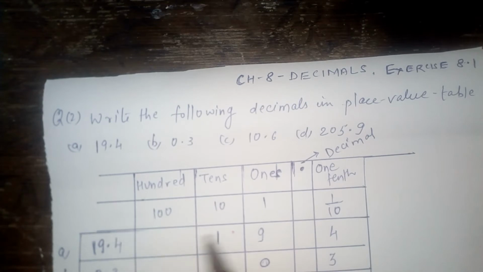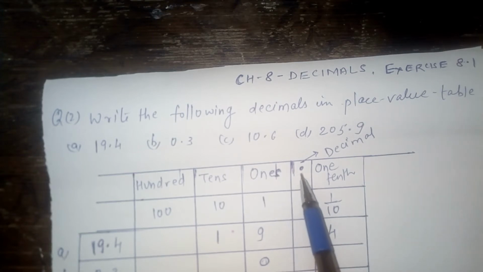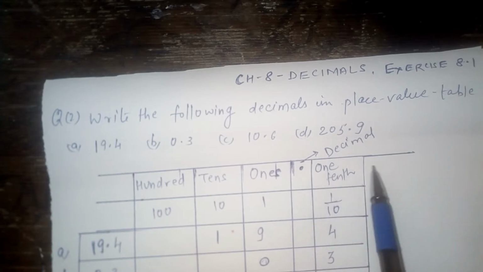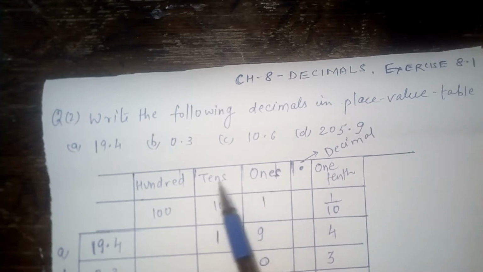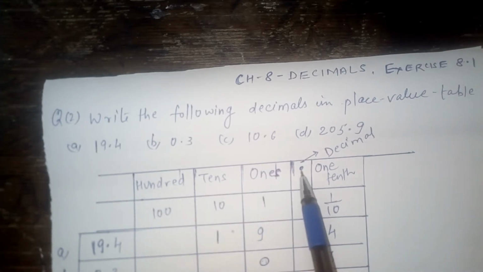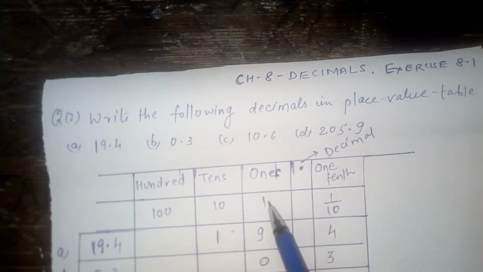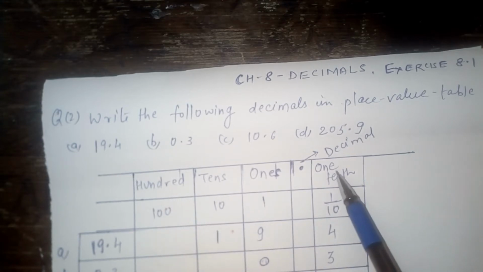This is the place value table. Now in this place value table there are many blocks. Some blocks belong to before the decimal point, some blocks belong to after the decimal point. Before the decimal point I wrote here ones, tens, hundreds. After the decimal point I wrote here 1/10. Ones place is multiplied by 1, tens place multiplied by 10, hundreds place multiplied by 100. 1/10 means 1 upon 10, or divided by 10.